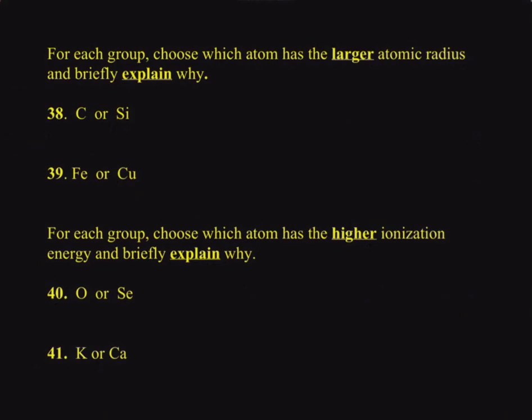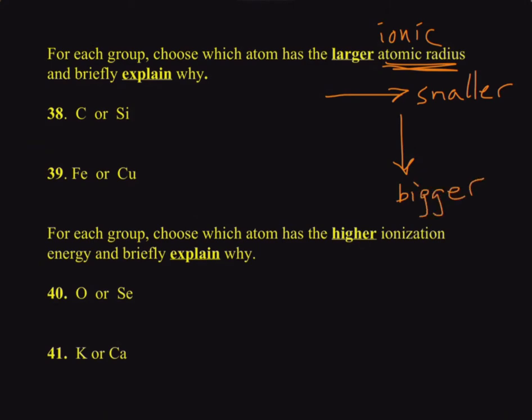Which atom in each of these questions, 38 and 39, has a larger atomic radius? So atomic radius and ionic radius would have basically the same trend. And the trends here are that as you go from left to right, the radius gets smaller. As you go from top to bottom, the radius gets bigger. Okay, so when you're looking at pairs of elements like carbon and silicon, you have to look at, well, which one are they left and right or up and down?